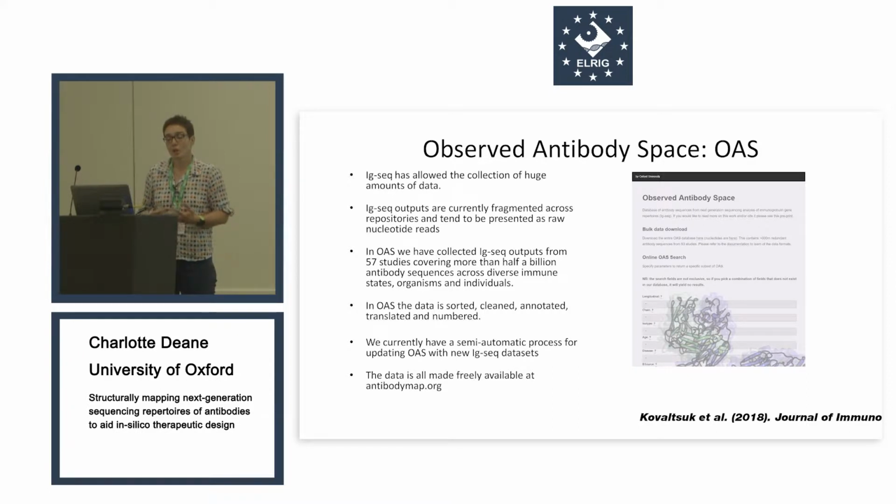We discovered that IG-seq outputs are currently fragmented across lots and lots of different repositories. They tend to be presented as raw nucleotide reads and are actually quite difficult to process in any kind of way. So we've now collected 57 studies into here. So those studies might have lots and lots of samples within them, but each study, some of the studies have got tens of millions of sequences within. That's more than 500 million antibody sequences that are just there for people to look at.